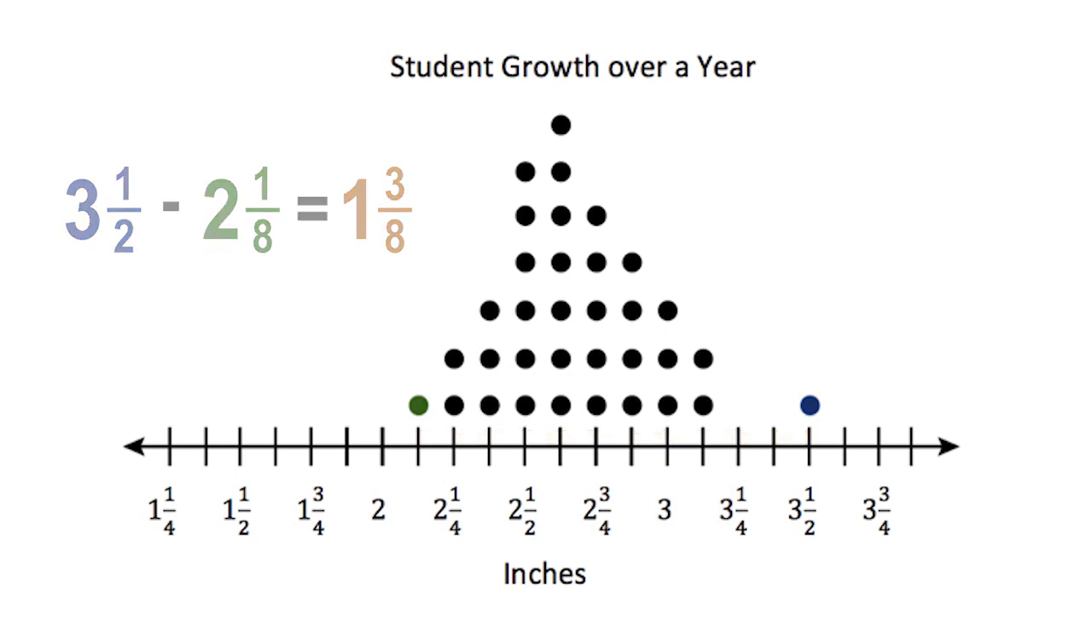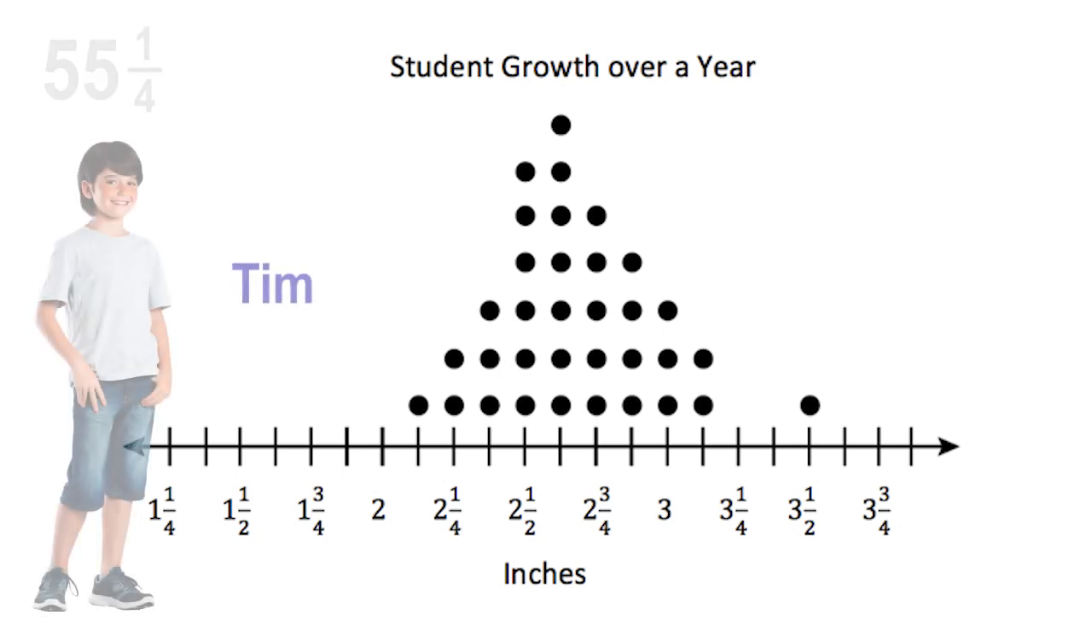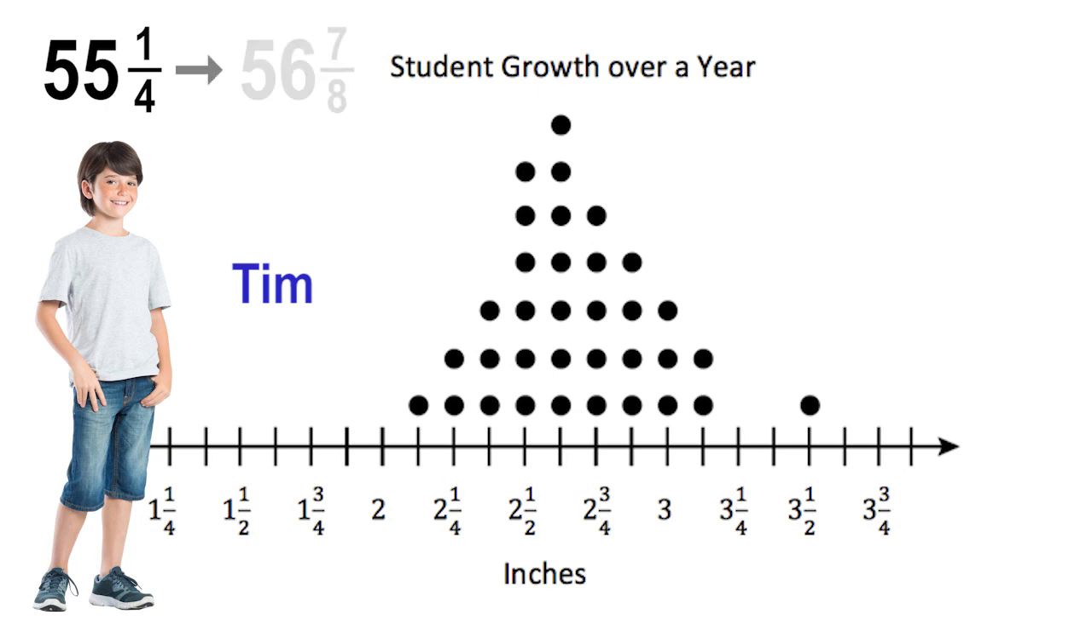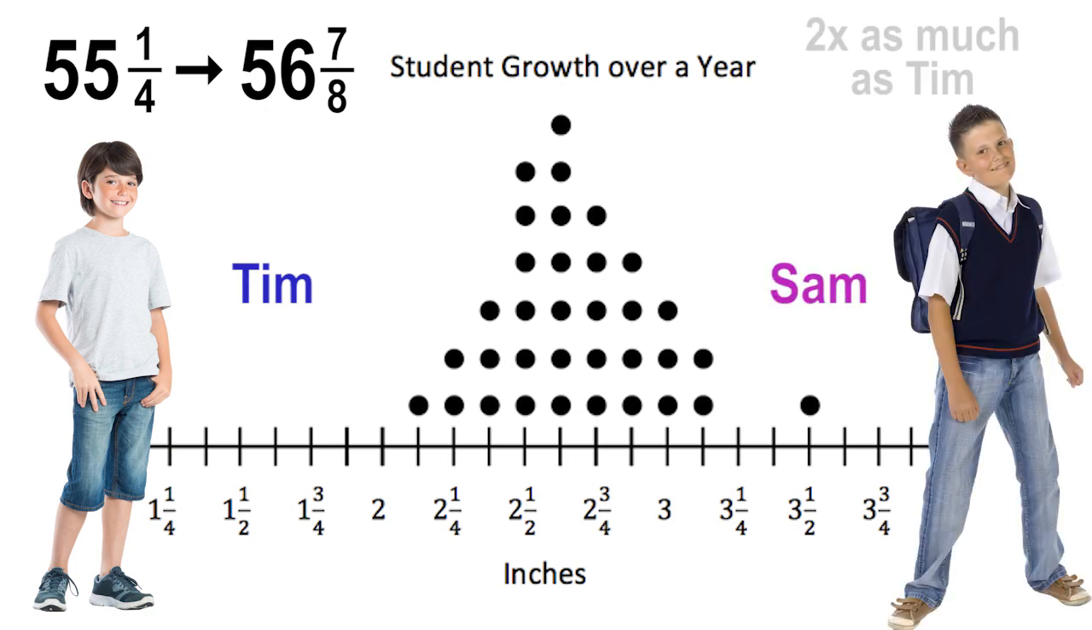Next, we will add a few additional data points for students not included in the current set. Tim measured 55 1/4 inches, but now measures 56 7/8 inches. How much did Tim grow? Plot his growth on the line plot. Additionally, Sam grew twice as much as Tim. How much did Sam grow? Plot his growth on the line plot.